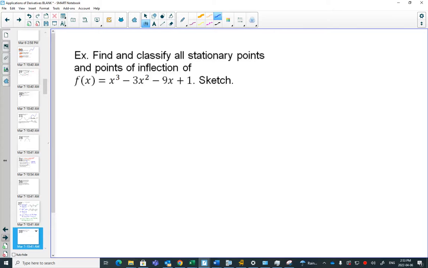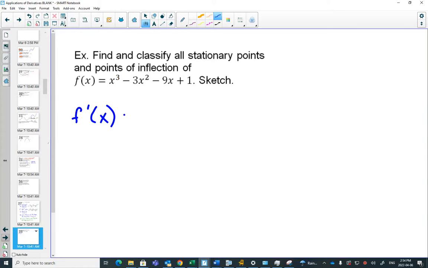So we get our stationary points from our first derivative. We get our inflection points from our second derivative. So when you're sketching a graph, you're going to want to find all your stationary points and all your inflection points, and then you'll be able to graph things very nicely from there. So we start by finding our derivative. This is the technique for graphing using calculus.